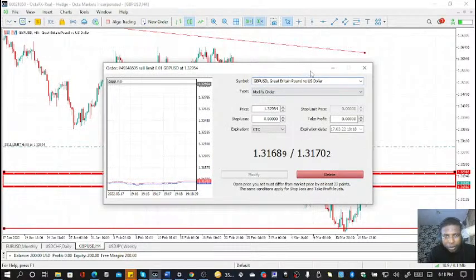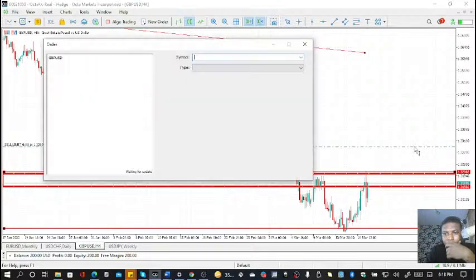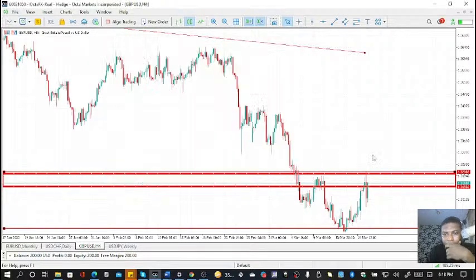So let's modify something here. I'll be willing to sell at 1.31566. That's where I'll put my sell limit, and my stop loss would be at 1.32082, and my take profit I'll set at 1.30122. So that would be my setup for GBPUSD.